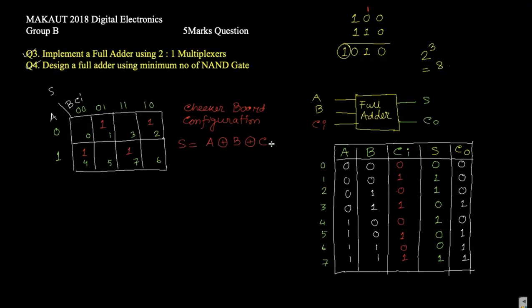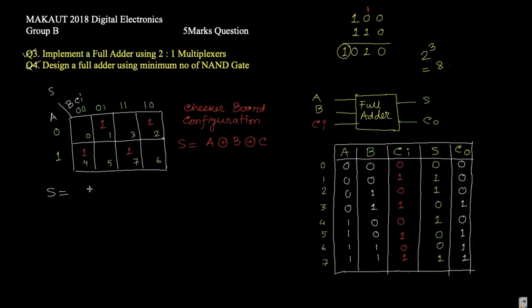Now I can also derive it through Boolean algebra. How can we do it through Boolean algebra? Forget about this CO and consider A, B, Ci and S. In sum of product form, S becomes, so 0 means bar and 1 means not bar.